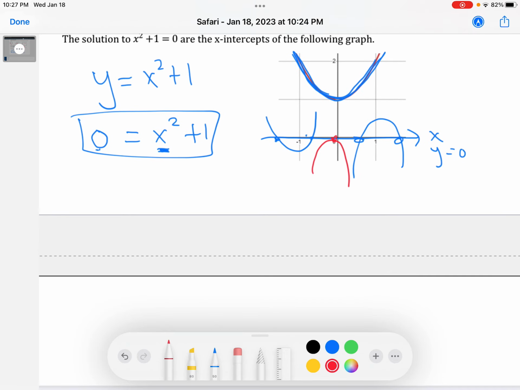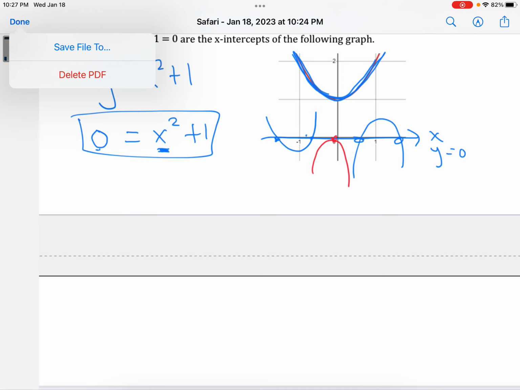Okay, let's go and look at the back of this page now.